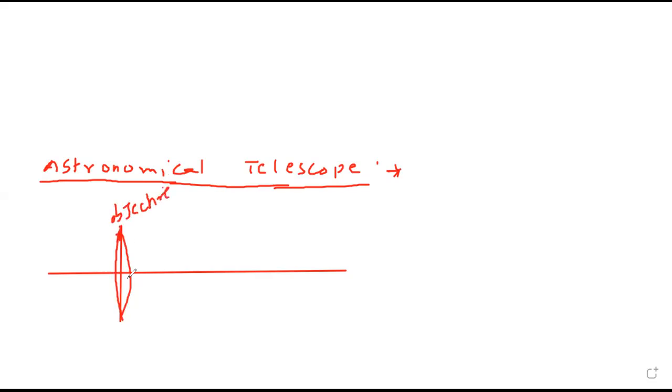The object is at a far distance, so it sends parallel rays which make a small angle with the principal axis. These rays after passing through the lens converge at a point which lies in the focal plane, the focal plane of the objective.